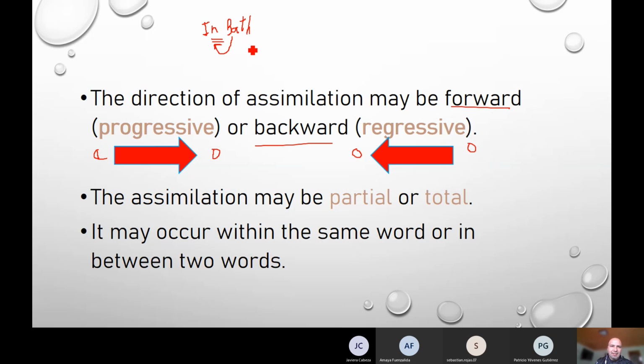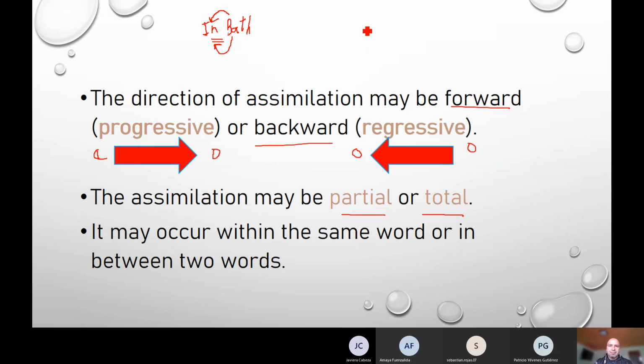So in this case, there is a process of regressive assimilation because "b" is affecting the previous sound from right to left. It's going backwards. So when the assimilation is going backwards, we're talking about regressive assimilation. The assimilation can be partial or total. This is what Amaya read. Partial because only some characteristics are assimilated by the other sound, and total when all of the characteristics are assimilated.